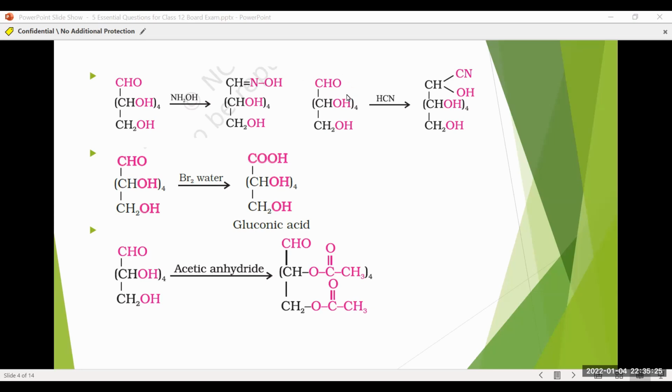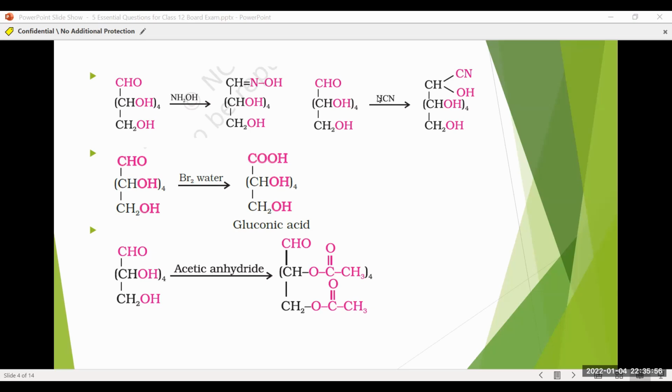There is a polarity in the group due to the presence of this electronegative oxygen atom. It pulls the electron toward itself. Therefore, oxygen acquires negative charge, carbon acquires positive charge. Similarly, HCN is also a polar compound which is reacted here. The hydrogen will have partial positive charge, and the cyanide group, CN, will acquire a partial negative charge.